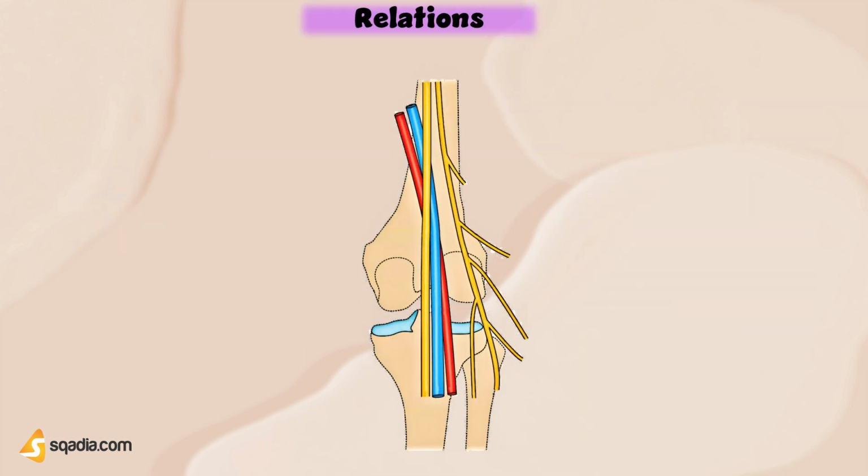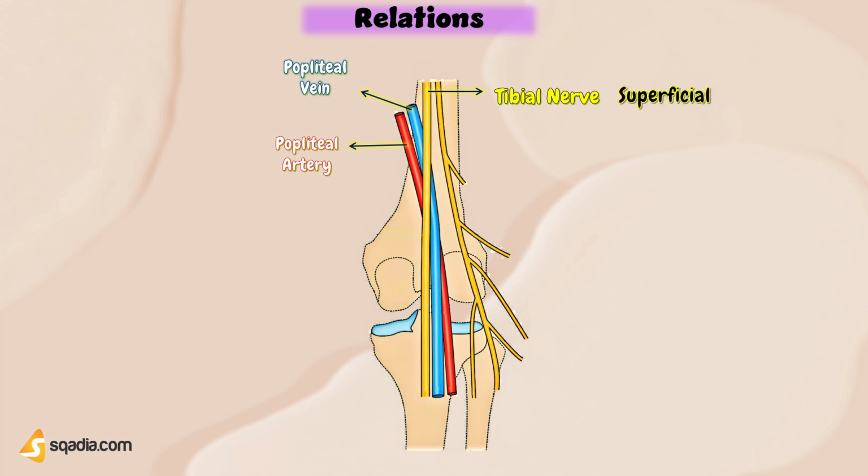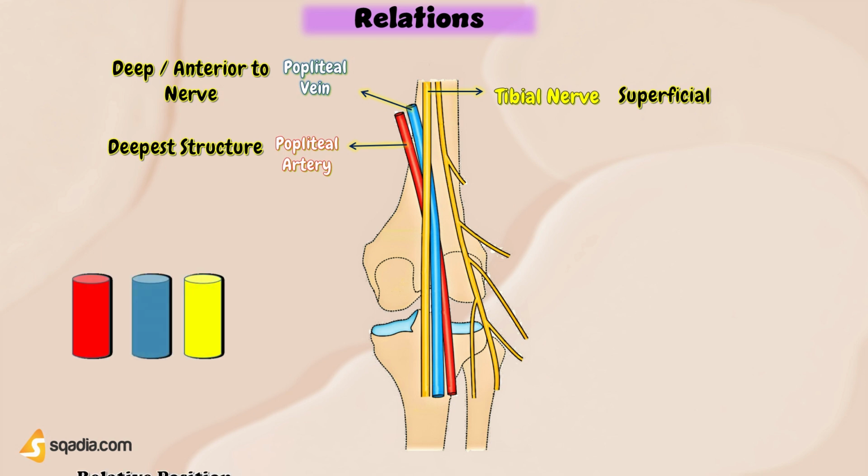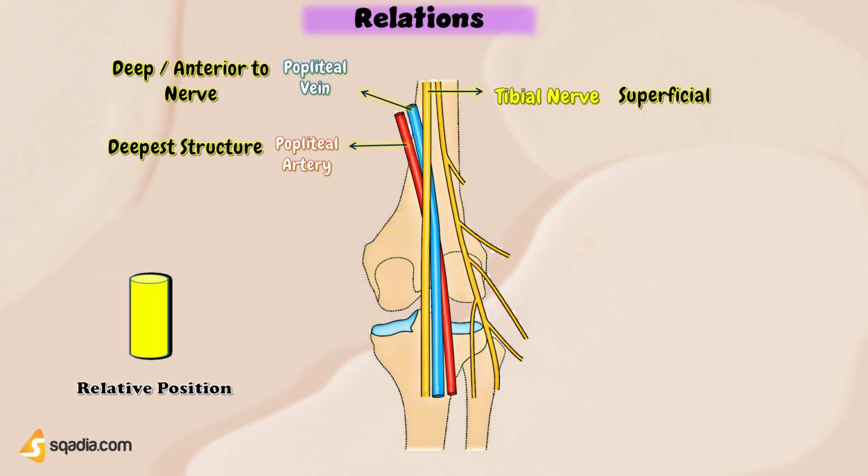Lastly, let's look at the close relation of these three structures once again. Using this diagram, we can see the popliteal vessels and the tibial nerve cross the fossa vertically and are arranged one over the other. If you focus on the tibial nerve, it is the most superficial, while the popliteal vein lies deep or anterior to the tibial nerve, and the popliteal artery is the deepest of all. The artery is crossed posteriorly by the vein and by the nerve.